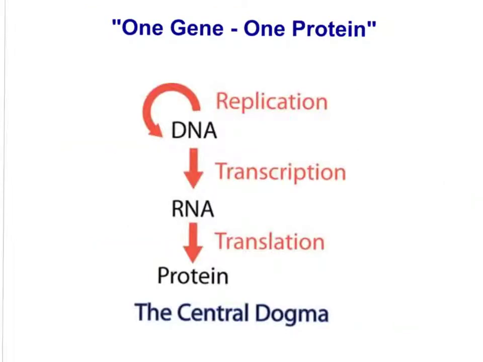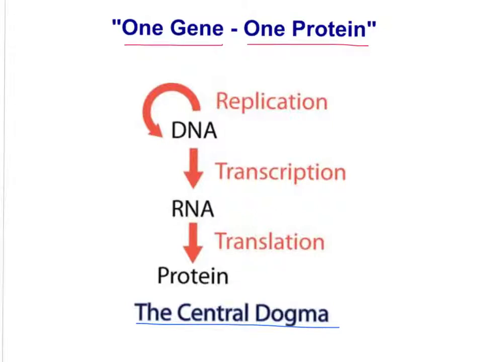So one more thing we need to talk about. We need to talk about some strange thing called the central dogma. Dogma is just like a rule that can't be violated, sort of a code of ethics, something that is a rule. So the central dogma in genetics happens to be one gene makes one protein.